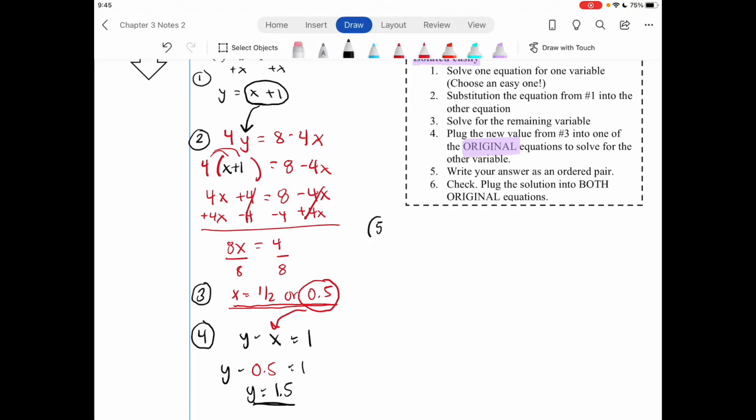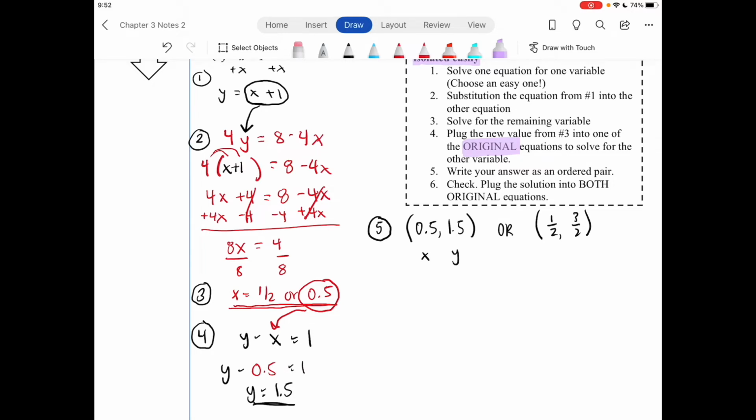Lastly, for step number 5, we are going to write our answer as an ordered pair. Remember, with ordered pairs, the x variable comes first and the y comes second. So we'll have 0.5, comma 1.5. Or we could write these as fractions, 1/2, comma 3/2. Either way will work.